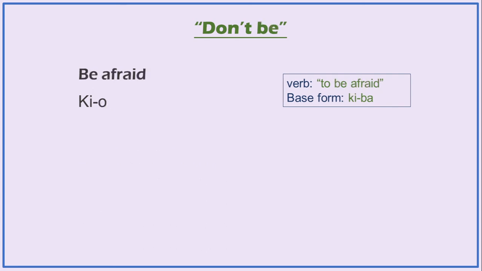Now, regarding sentences of the form don't be, it will have the same form as the one discussed earlier. So be afraid. This is the imperative form, kiyo, and the verb to be afraid is kiba. Now, don't be afraid. You can say kiganu, which is the first form, or kiruno. This is the second form. So kiganu or kiruno.